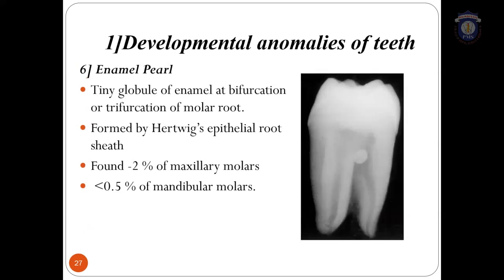Enamel pearls. A tiny globule of enamel is seen at the bifurcation or trifurcation of the molar root. It is formed by the Hertwig's epithelial root sheath. It can be seen in 2% of maxillary molars, but less than 0.5% of mandibular molars are affected by enamel pearls.